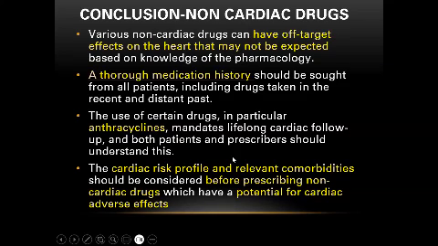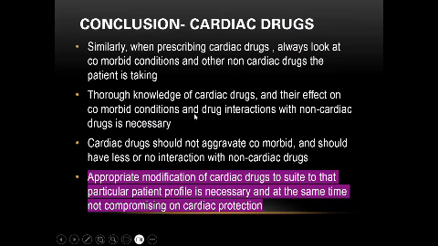So the cardiac risk profile and relevant comorbidities, and also what the core drugs the patient is taking, and whether this coexisting disease or coexisting drug has a potential to have an adverse cardiac effect, and also make sure they are removed or treated. When prescribing non-cardiac drugs, always look at the cardiac comorbid condition and the non-cardiac drugs the patient is taking. You must have a thorough knowledge of cardiac drugs and their effect on comorbid conditions, as I have explained, and what interactions they have with the drugs taken for these comorbid conditions.